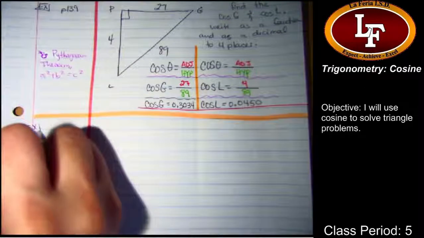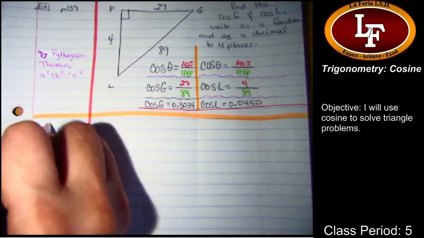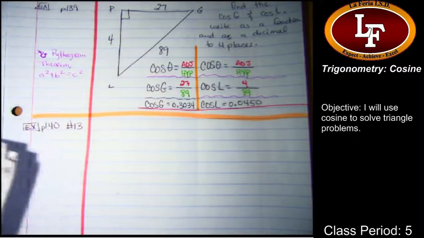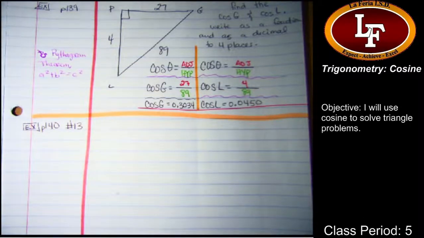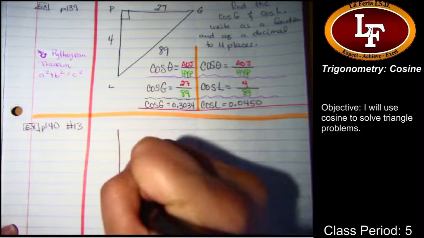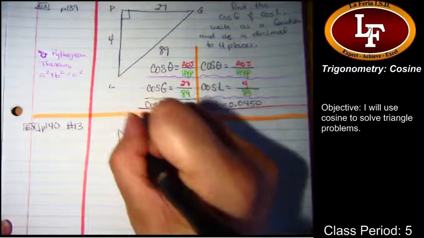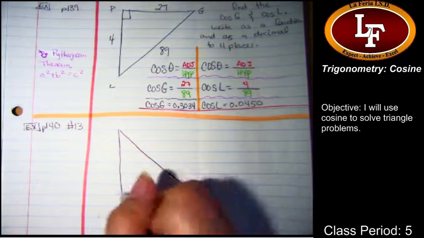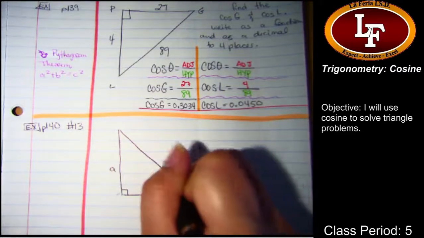Let's do the last example for the day. This is page 140, number 13. And as promised, the bell will ring. As promised, we're going to do the exact same one that we did yesterday during lecture, but now we're going to use the cosine to find the information. So this is the exact same setup from yesterday.